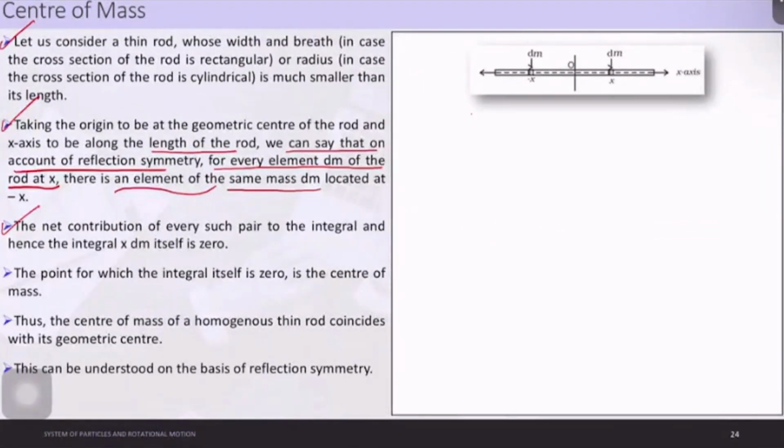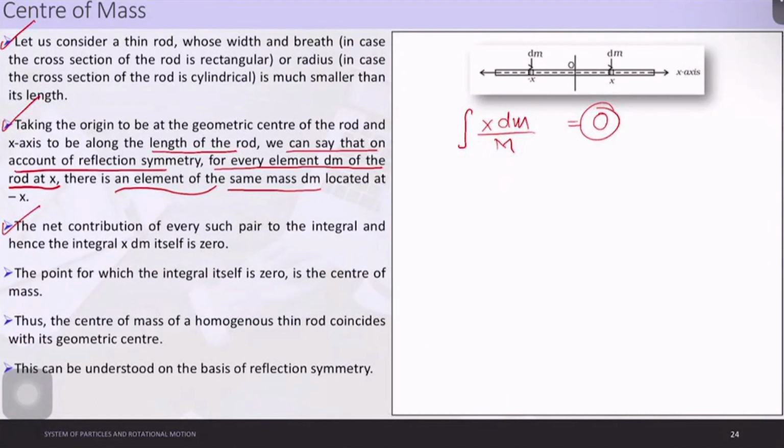So you know what the integral basically is? It is nothing but the integral of x dm upon capital M. There would be something with plus x dm, there would be something with minus x dm, and hence the complete summation will give you the value equal to 0. The point for which the integral itself is 0 is the center of mass. Hence, this is that point which is nothing but your center of mass.